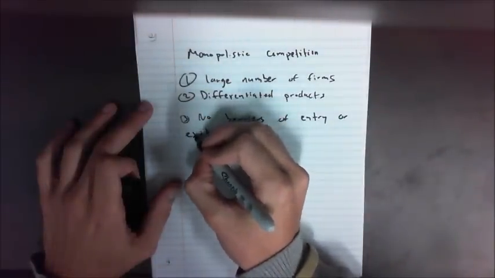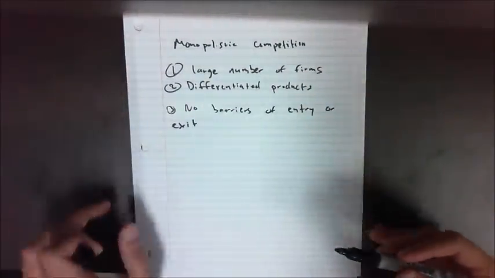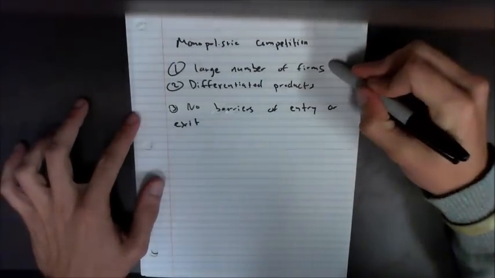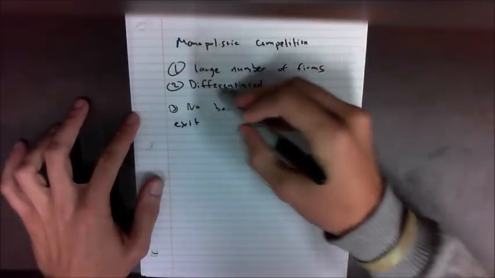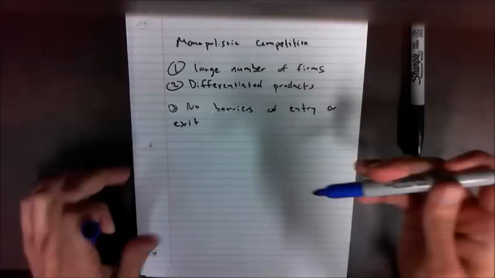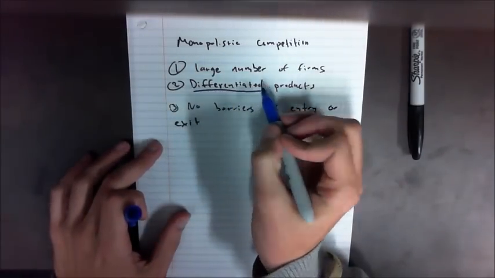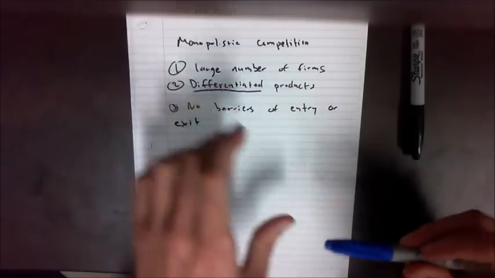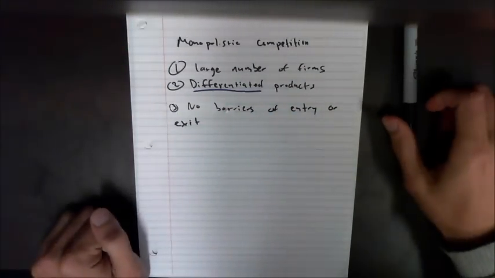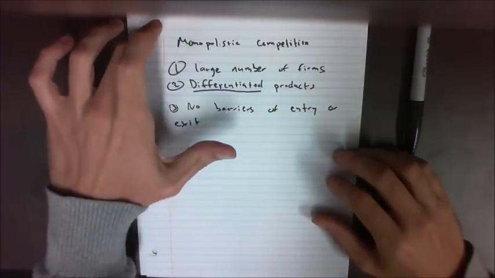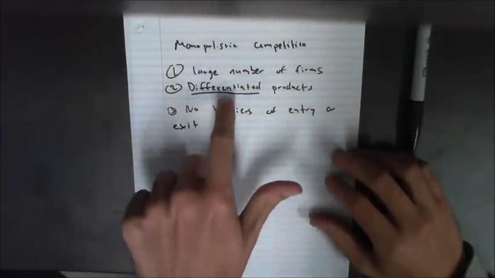So basically, what does a monopolistically competitive market look like? Many buyers and sellers, right? We have a bunch of firms selling a differentiated product. So this is the key difference here. And no barriers to entry, right? So the key difference between monopolistic competition and perfect competition is this right here.